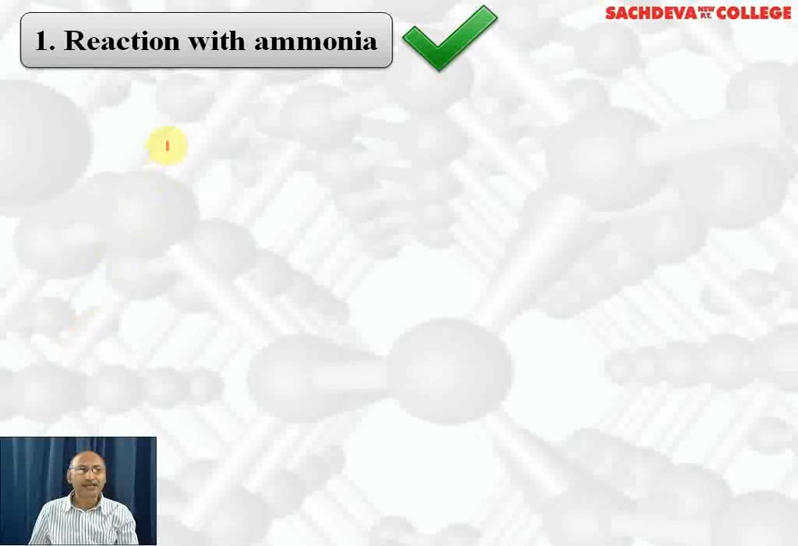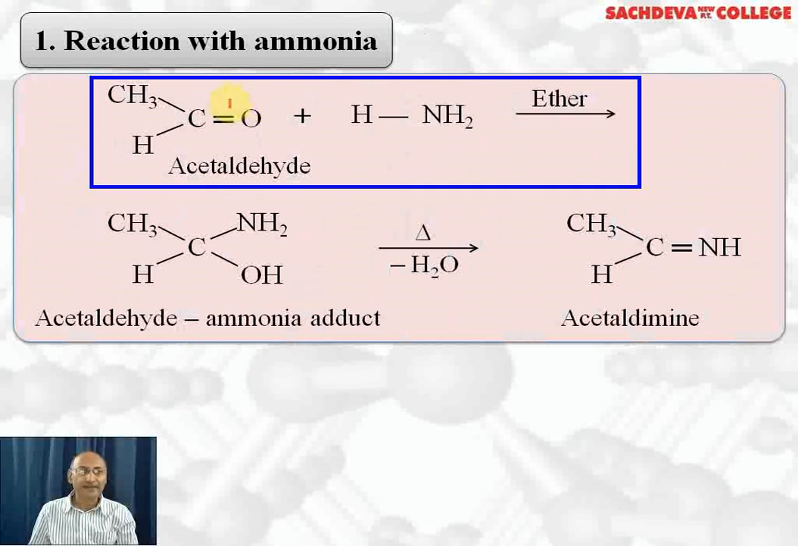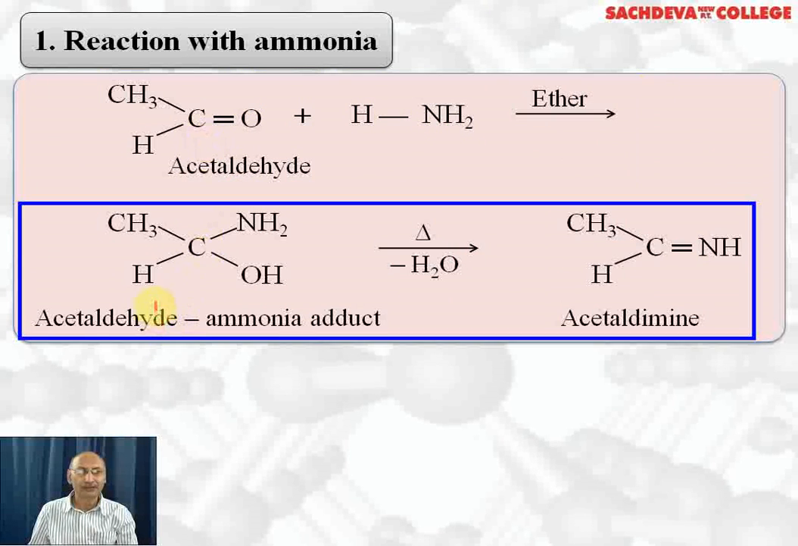Let's take up reaction of aldehydes and ketones with ammonia. In the first step, the carbonyl group will be polarized, H will get attached to oxygen and NH2 will get attached to carbon, and we get acetaldehyde ammonia addition product. From here, H from here and OH from here, water will be lost and we will get acetaldimine. That is the way how acetaldehyde reacts with ammonia.